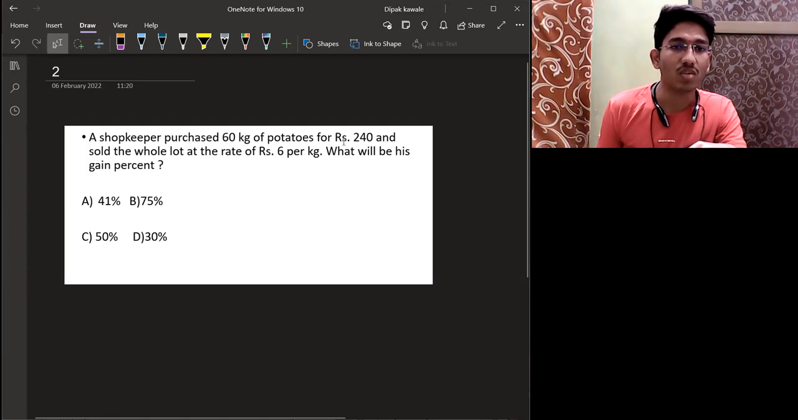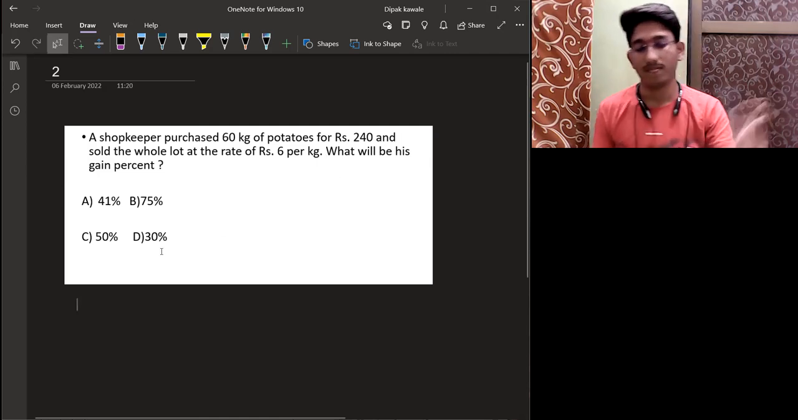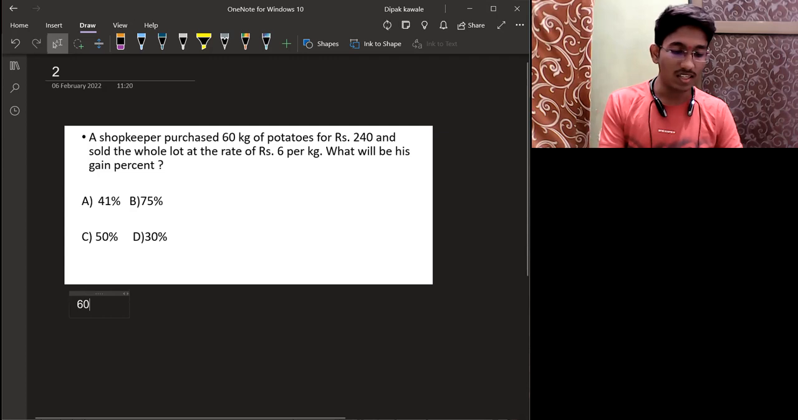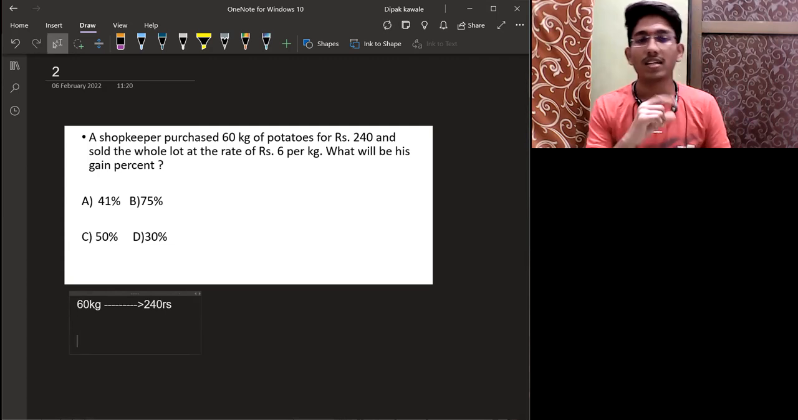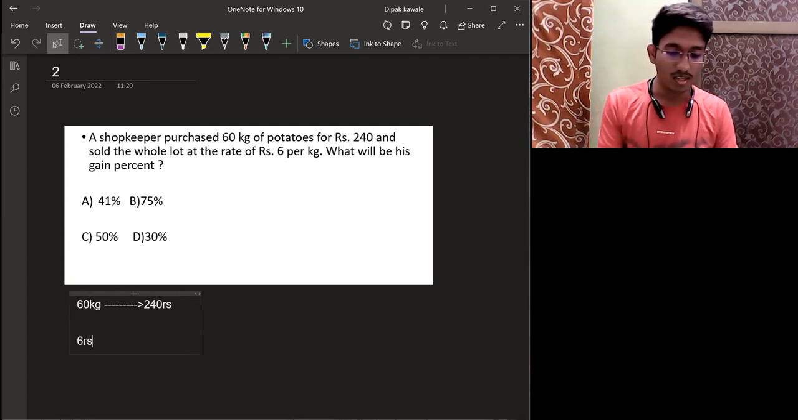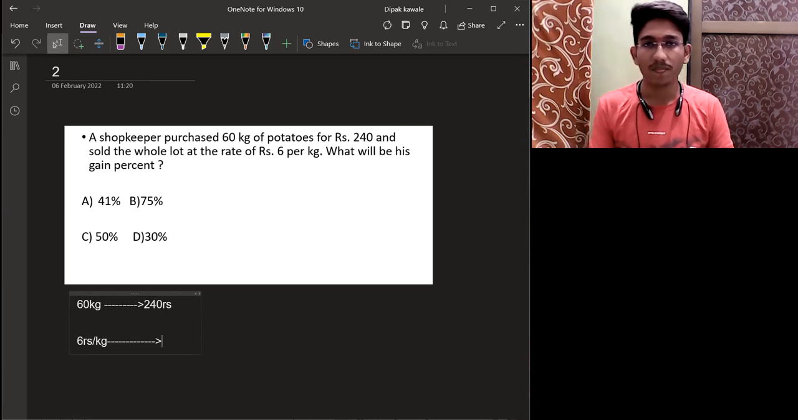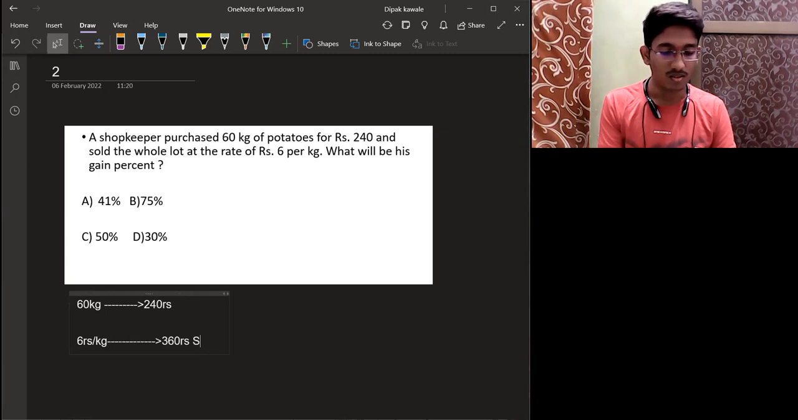A shopkeeper purchased 60 kg of potatoes for rupees 240 and sold the whole lot at the rate of rupees 6 per kg. What will be his gain percent? 60 kg he has bought, that means his cost price is 240 rupees. Now he is selling the whole lot at 6 rupees per kg. That means his selling price is 6 multiplied by 60 kg, so 360 rupees is his selling price, SP, and this is my cost price, CP.